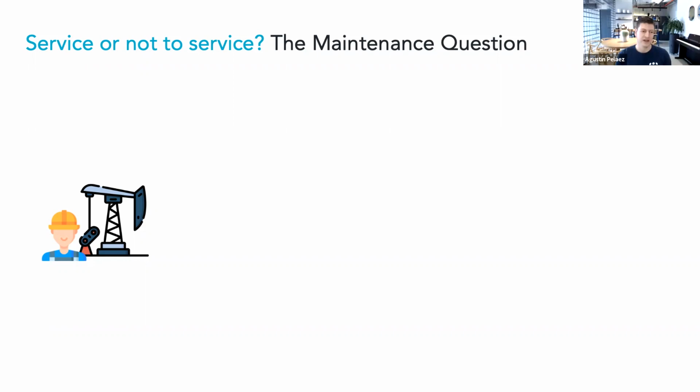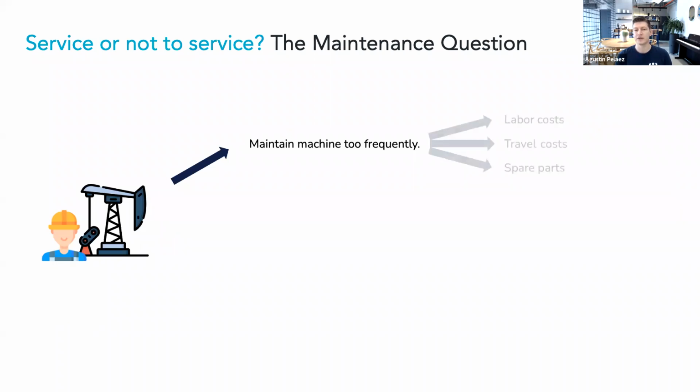The fundamental question in predictive maintenance, or in maintenance in general, is to service or not to service. Usually a maintenance engineer will face 3 different paths when it comes to maintenance. The first one is maybe you are maintaining the machine too frequently, which is okay from the preventive point of view. However, it will also represent some costs: labor costs of whoever is doing the maintenance, travel costs in the case where the machines are spread out across the region or even inside the same city, and then the spare parts that you need to replace whatever you're servicing.